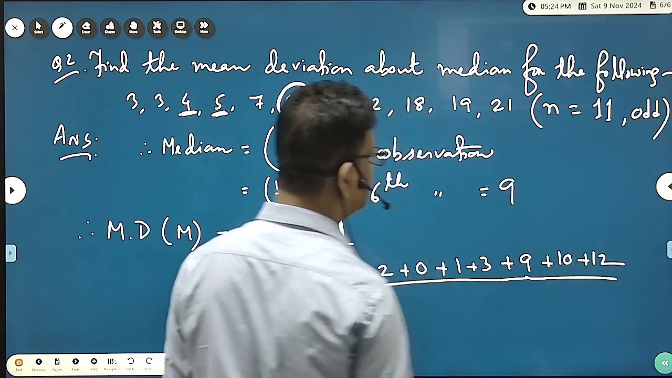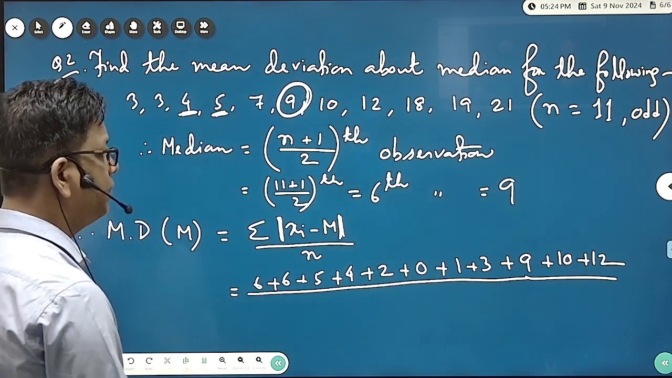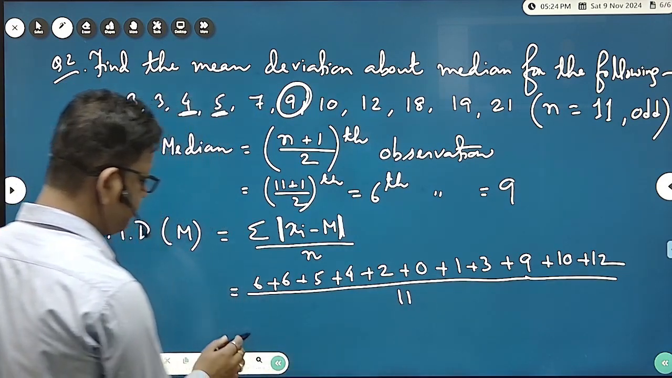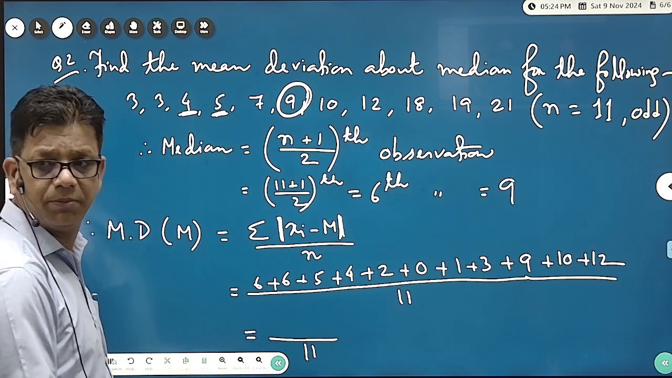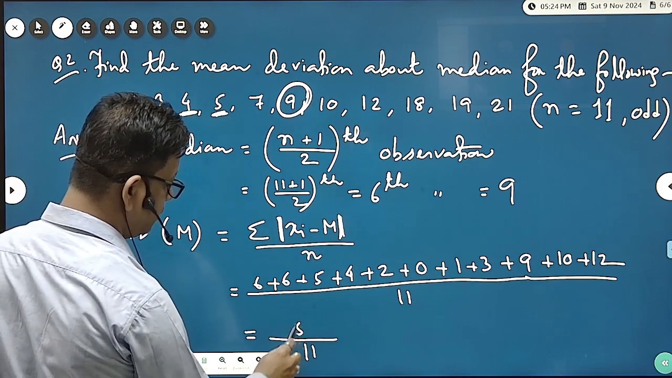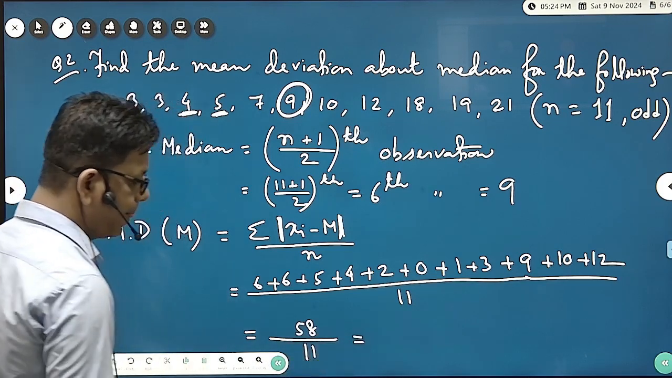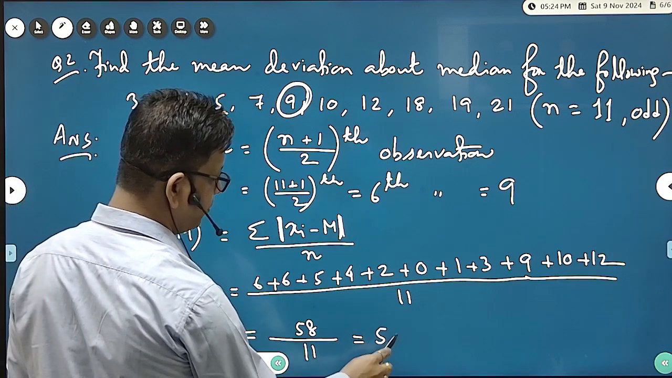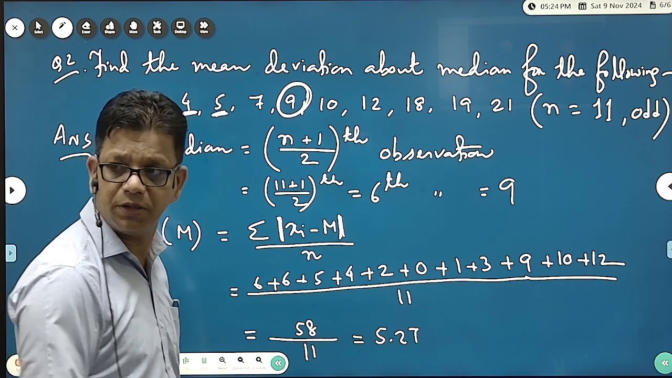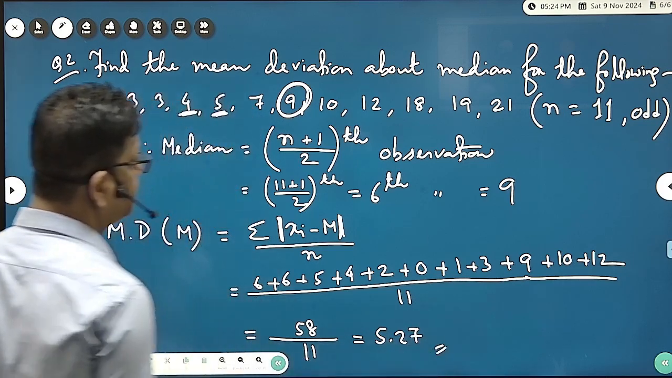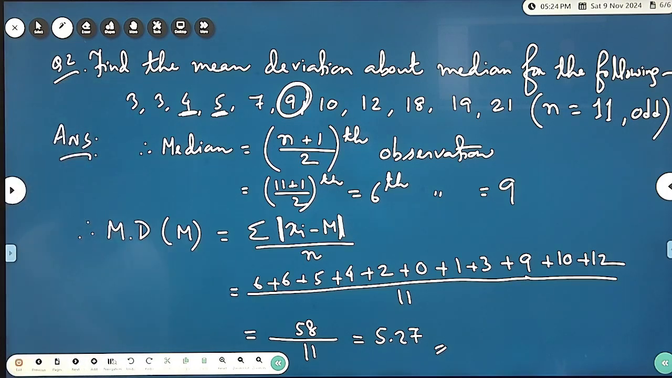12, right? Done? Whole divided by, how many numbers do we have? 11. Just add this. Anybody who added? What is the total? 58. How much? 5.27. Correct, this much only. So this is how we can get the mean deviation about the median, right?